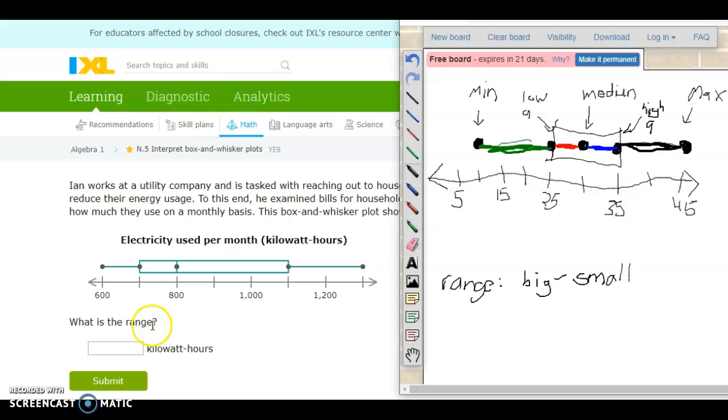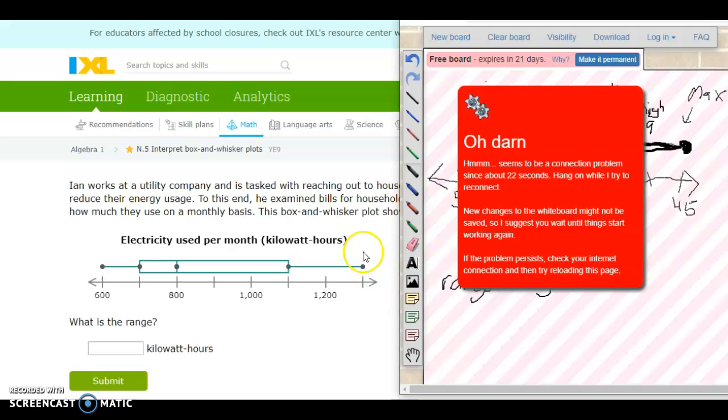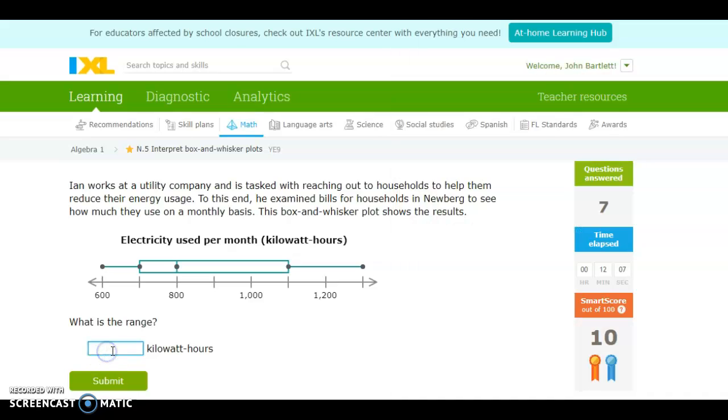Next question, what is the range? So remember, range, you take the biggest minus the smallest. So this one, my biggest number is out here, that's my max. Well, I need to determine where this is located. So I have to figure out, what are they counting by? They're counting by 100s. So this right here is at 1,300. My smallest is 600. So I have to subtract those two. 1,300 minus 600 gives you 700.